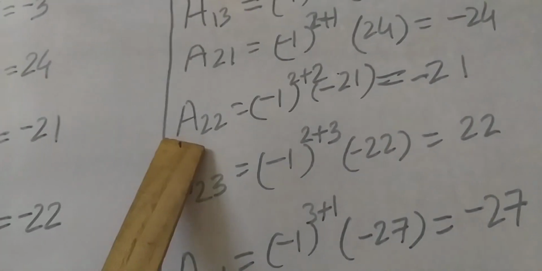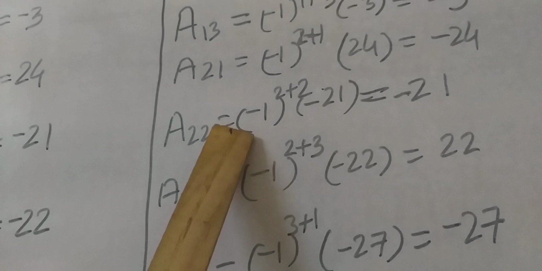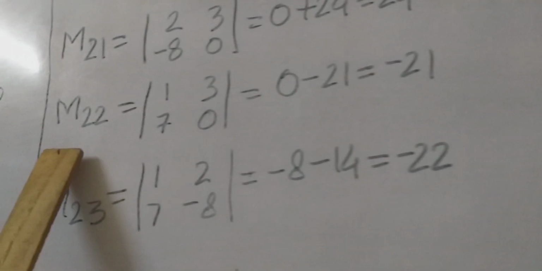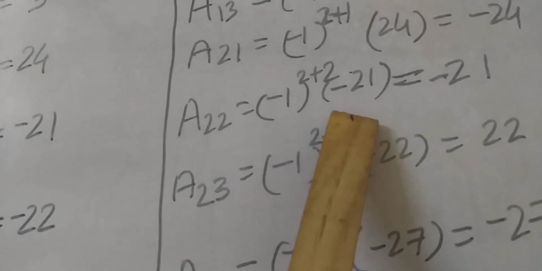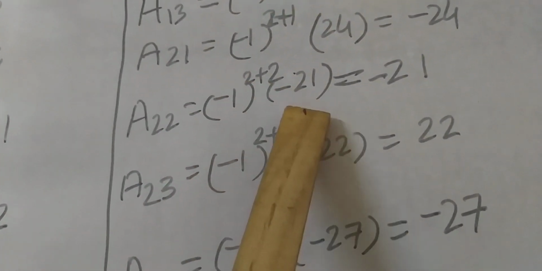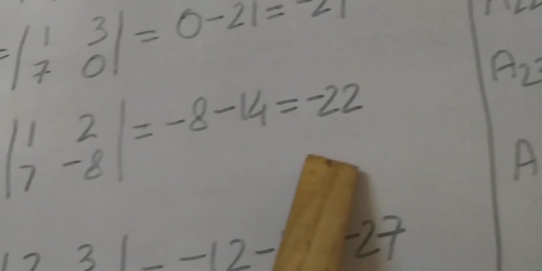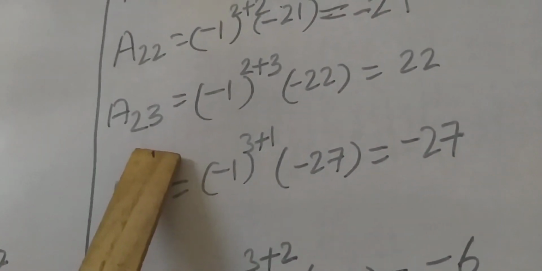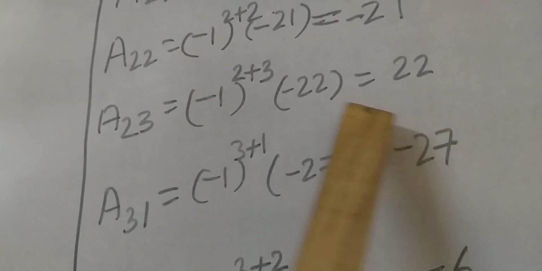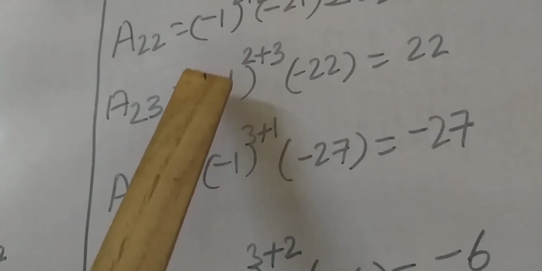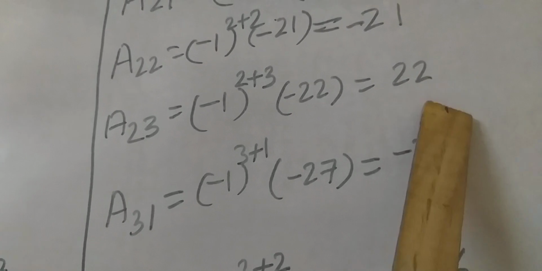a22, cofactor of a22, students: -1 to the power 2 plus 2. m22 value is -21. Do calculation. -21 will remain as it is. m23 is -22. a23 is 22 because -1 to the power 2 plus 3 is odd. -1 into -22 is plus 22.